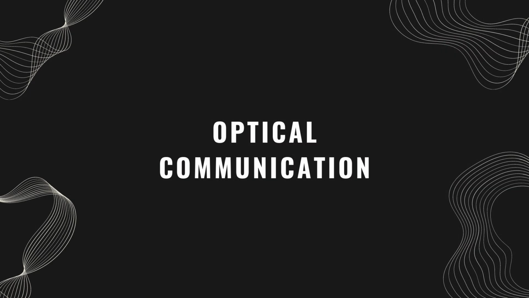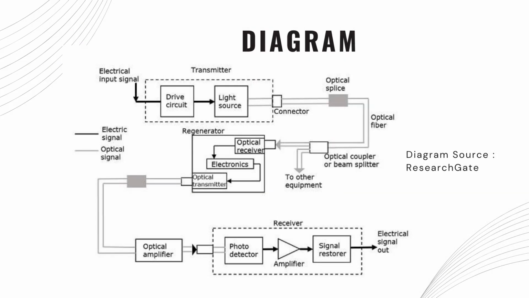In an optical communication system, light is used to carry information from one point to another. The system consists of several key components, including a transmitter, an optical fiber, and a receiver. This is the block diagram of an optical communication system. Diagram explanation. Transmitter. The transmitter converts the electrical signal into an optical signal using a light source, such as a laser diode or LED.